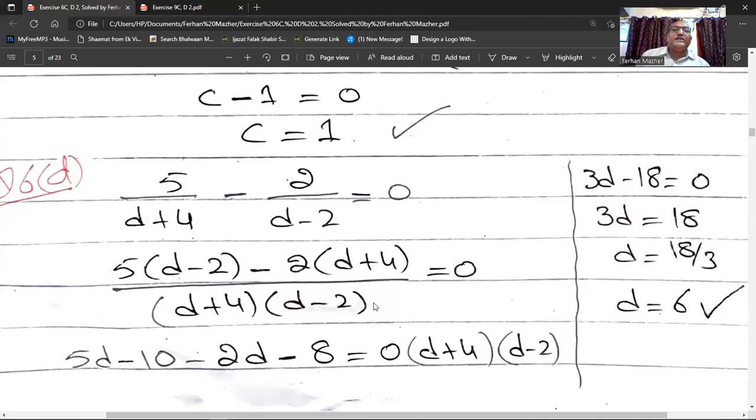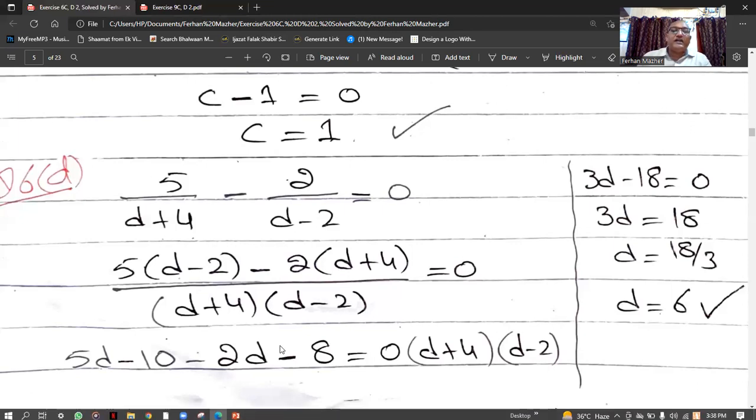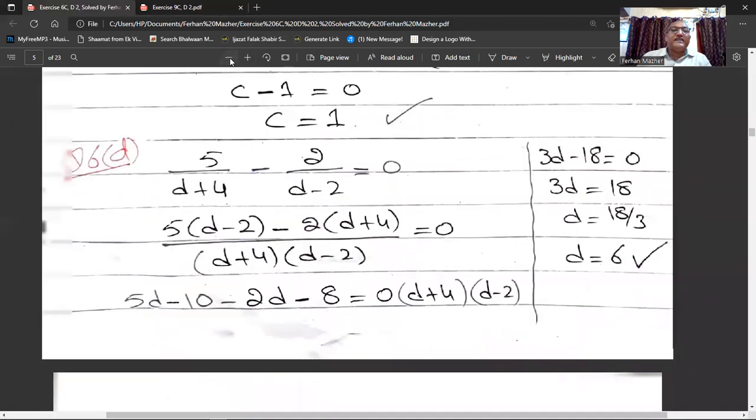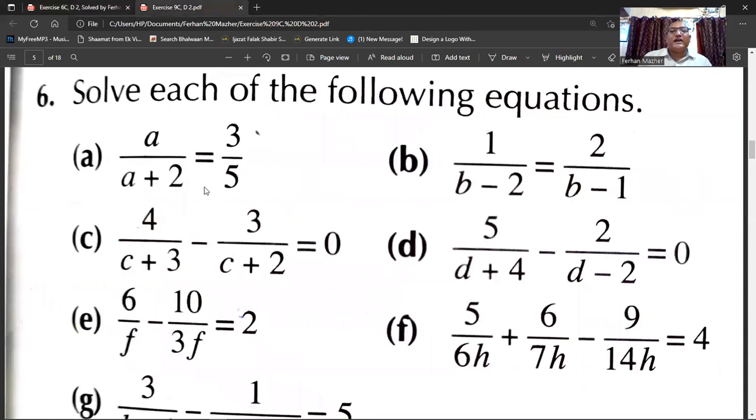So 5d minus 2d is 3d, and minus 8 minus 10 is minus 18, equals 0. So 3d is equal to 18 when the minus 18 goes to the other side. So d is equal to 18 divided by 3. That 3 was multiplying, so when it goes to the other side, it divides. So d is equal to 6. This is question number 6, D part. The whole question is showing on your screen. You can pause the video and take your time with this question.